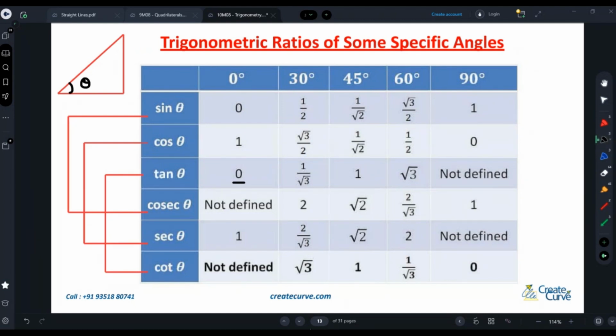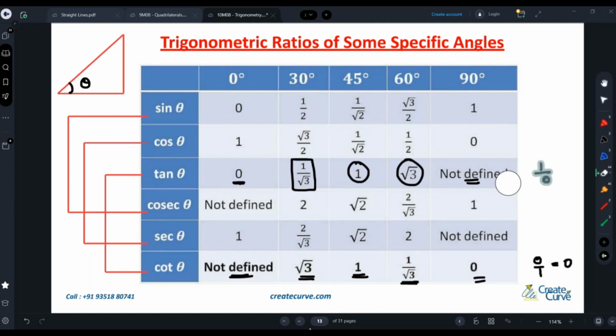Again, tan 0 is 0 only. 30 is 1 by root 3, 45 is 1, and 90 degree is not defined. So once you remember the tan theta value, automatically cot theta is found, and dividing by 0 will be not defined. Reciprocal of 1 by root 3 will be root 3. 1 over 1 will be 1 only. Root 3 will have reciprocal 1 over root 3, and not defined. How does it come not defined? 1 over 0. So 0 over 1 will be 0 only. So cot of 90 will be 0. Just the reciprocal. So only two tables you have to remember, the sine theta table and the tan theta table.